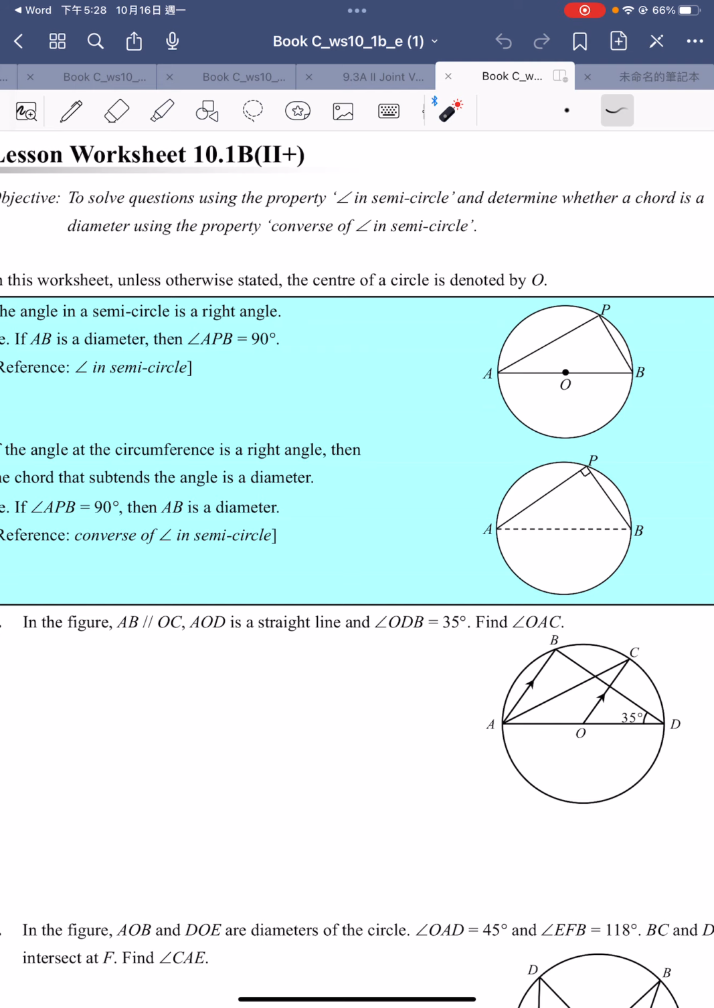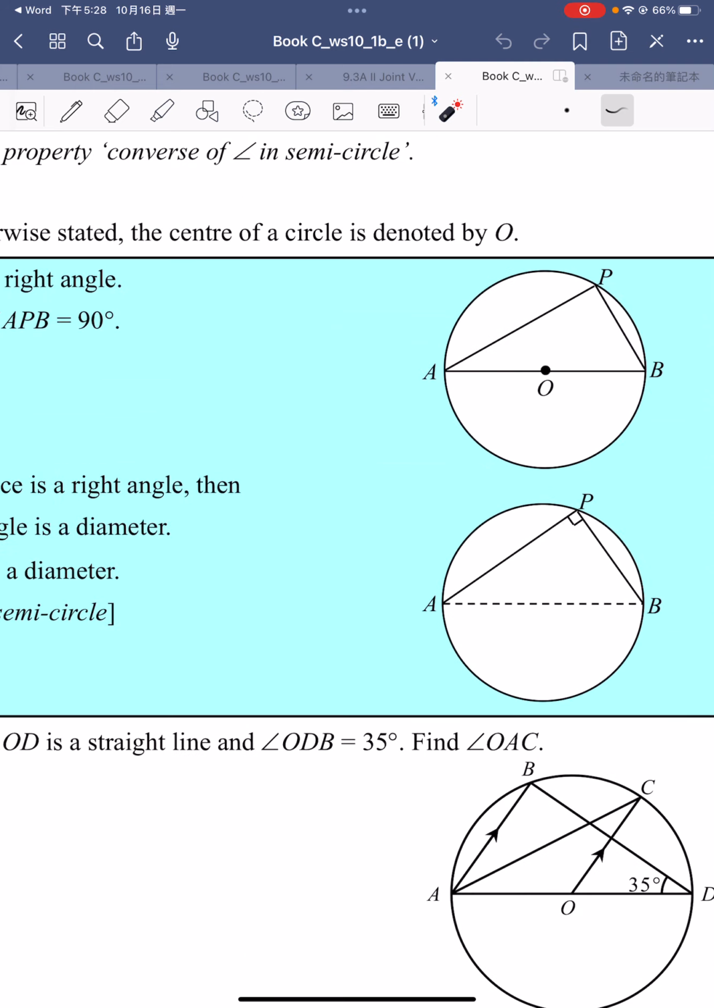It's talking about circle theory, the angle in a semicircle, which tells us that if we have a straight line which is a diameter from A to B, then any point P on the semicircle is going to form a right angle. So for example, if we get a point here and connect it to A and B, then this angle is going to be 90 degrees as well.